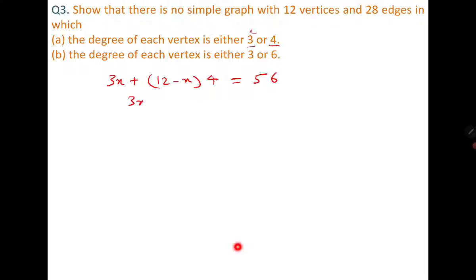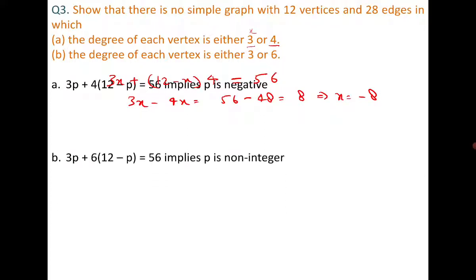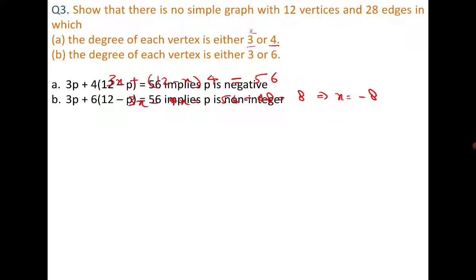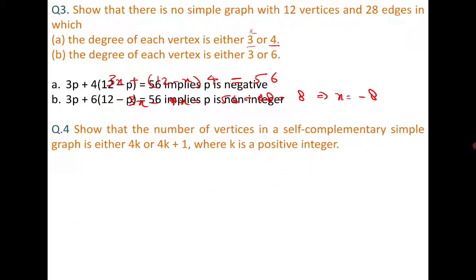If we solve this one, then 3x minus 4x is 56 minus 48, which is 8. That gives you x equal to minus 8, a negative integer. So the number of vertices cannot be negative, and therefore there does not exist such a simple graph. Similarly, if you try the other one, you will find that the number of vertices comes out to be a non-integer, which is again not possible.